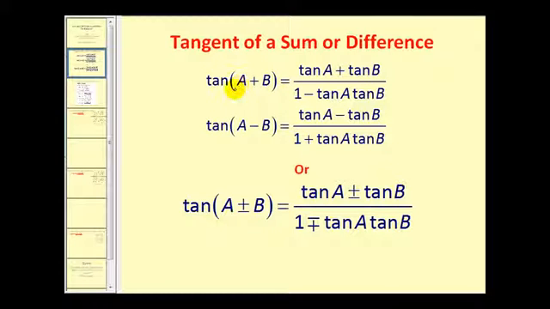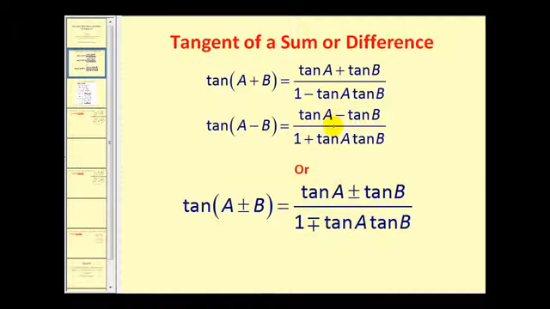If we have the tangent of the sum of two angles, it's equal to tangent A plus tangent B divided by 1 minus tangent A times tangent B. And if we have the difference of angle A and angle B, notice they look very similar, but the numerator is a difference and the denominator is a sum.